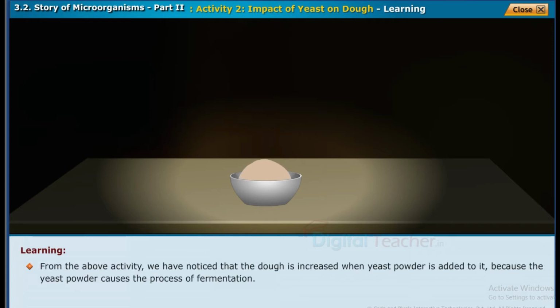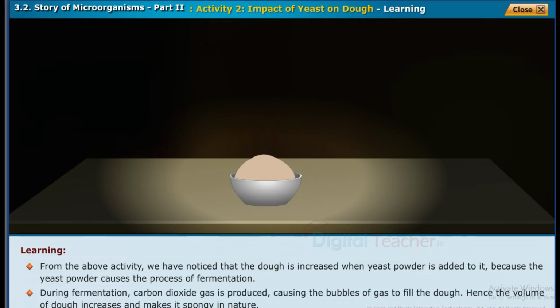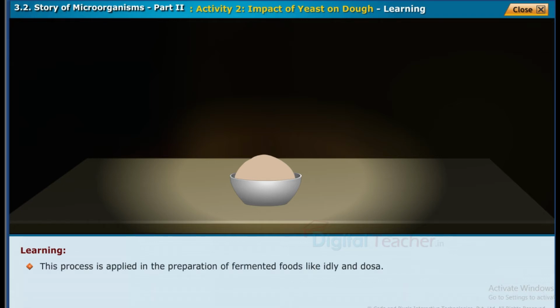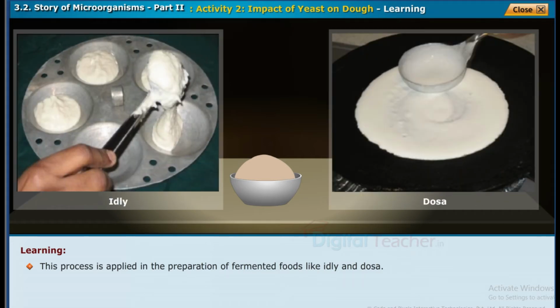From the above activity, we have noticed that the dough is increased when yeast powder is added to it, because the yeast powder causes the process of fermentation. During fermentation, carbon dioxide gas is produced, causing the bubbles of gas to fill the dough. Hence, the volume of dough increases and makes it spongy in nature. This process is applied in the preparation of fermented foods like idli and dosa.